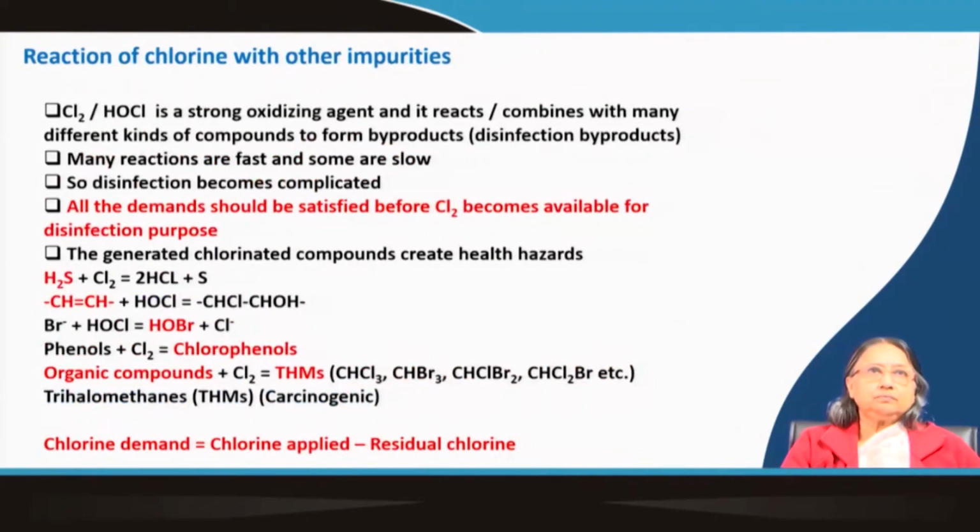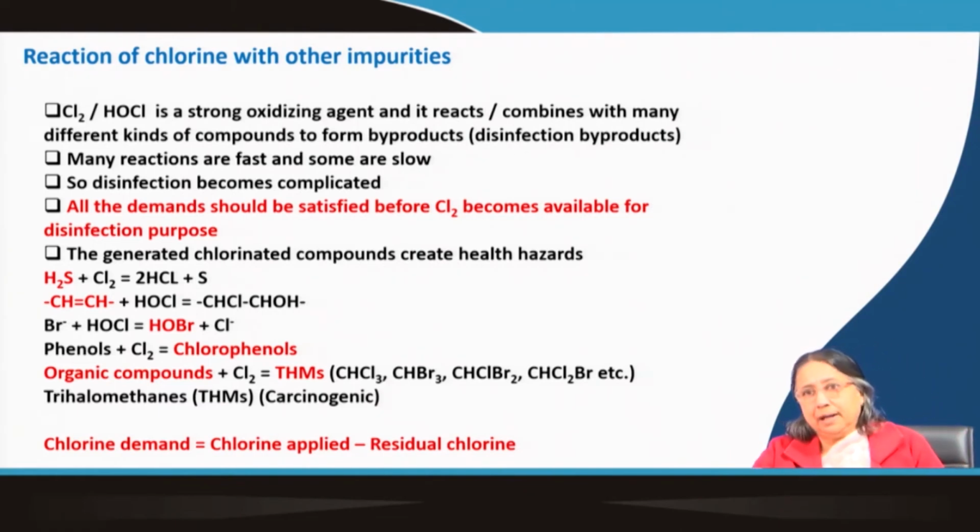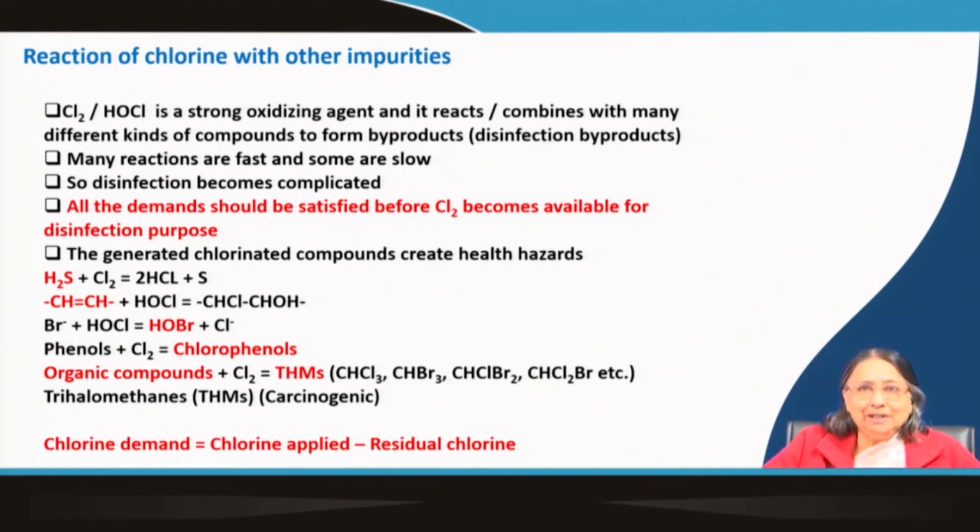Now, not only ammonia, but also other things may be present in the water. What are they and how do they react with the chlorine, that is also important. Chlorine and HOCl are strong oxidizing agents, and they react and combine with many different kinds of compounds, and the products are called disinfection byproducts, DBP. Many reactions, some fast, some slow. So, if so many reactions are going on, then it becomes complicated, right. Now, what are those reactions?